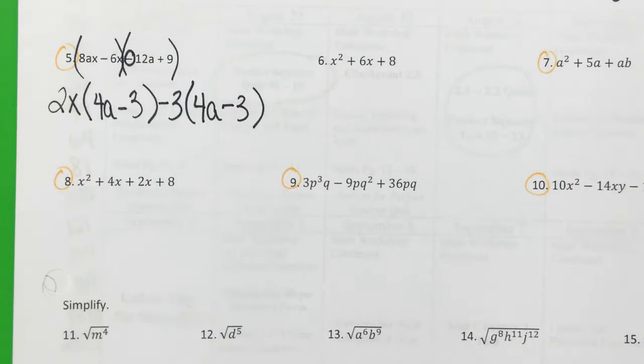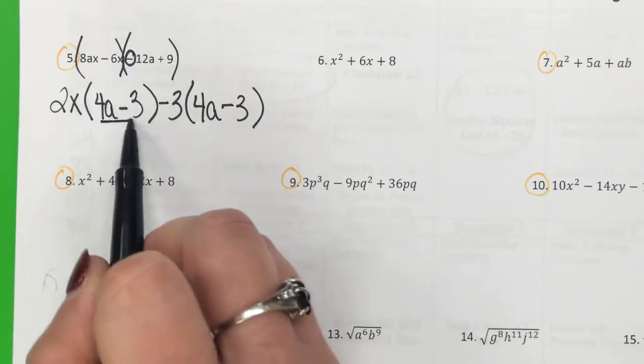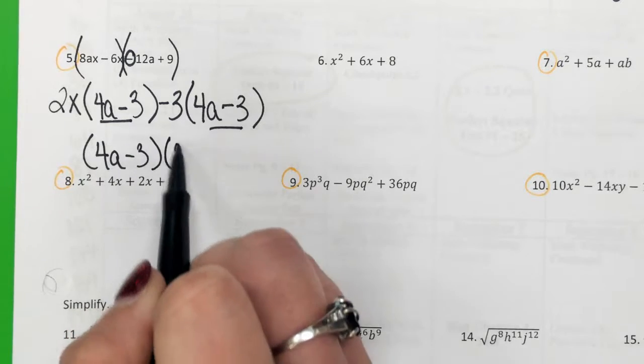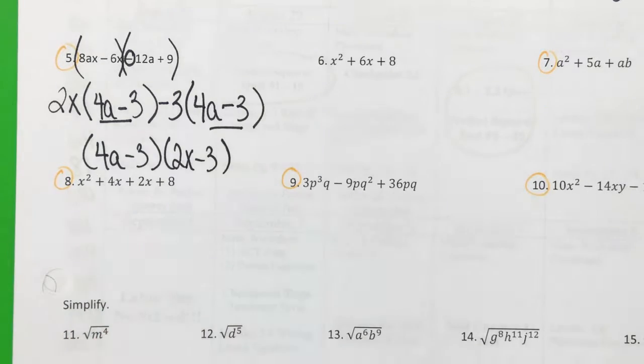How do you know you did it right for your next math workshop test? They are equal in the parentheses. Very good. So 4a minus 3 and 2x minus 3. Are y'all okay with that? All right.